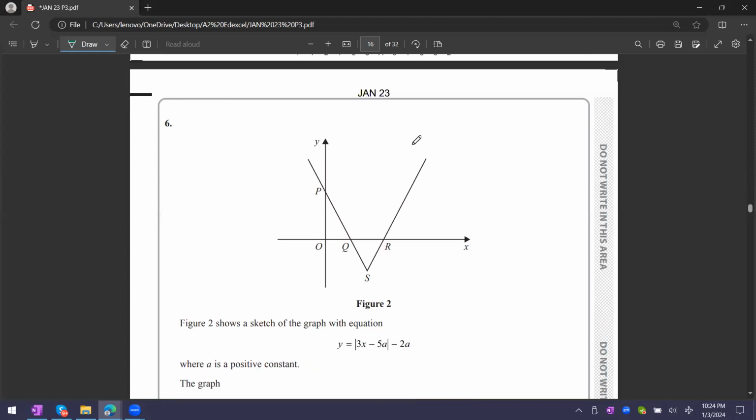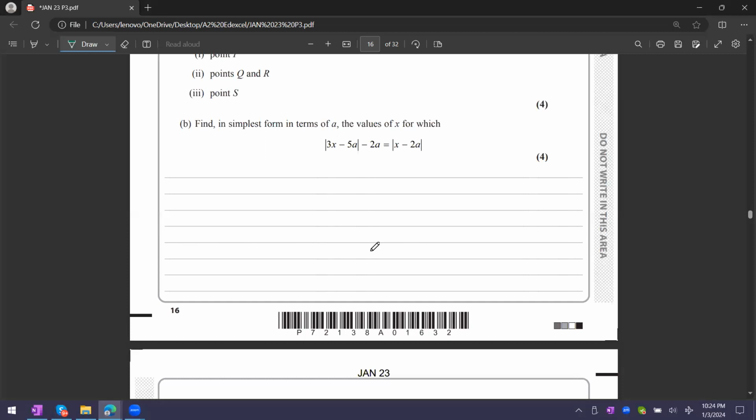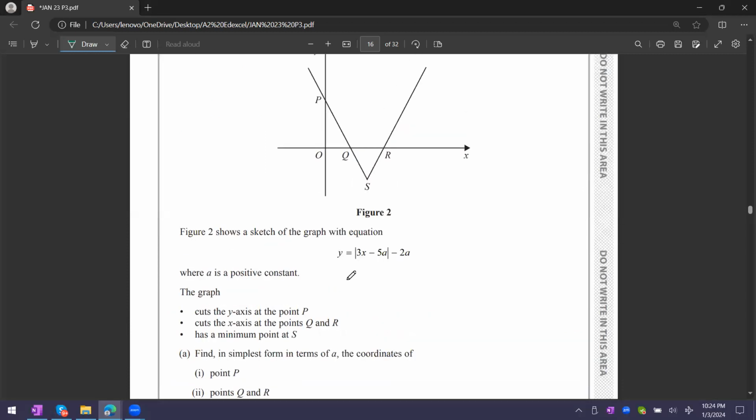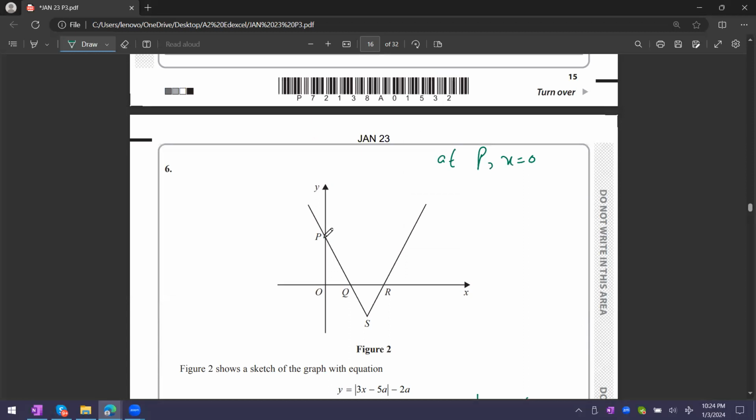First of all, let's look at P. At P, you know that x is equal to 0. So we can put x is equal to 0 in this function. Minus 5a minus 2a. Modulus returns the positive value, 5a minus 2a, 3a. So that means at P, the y coordinate is 3a.